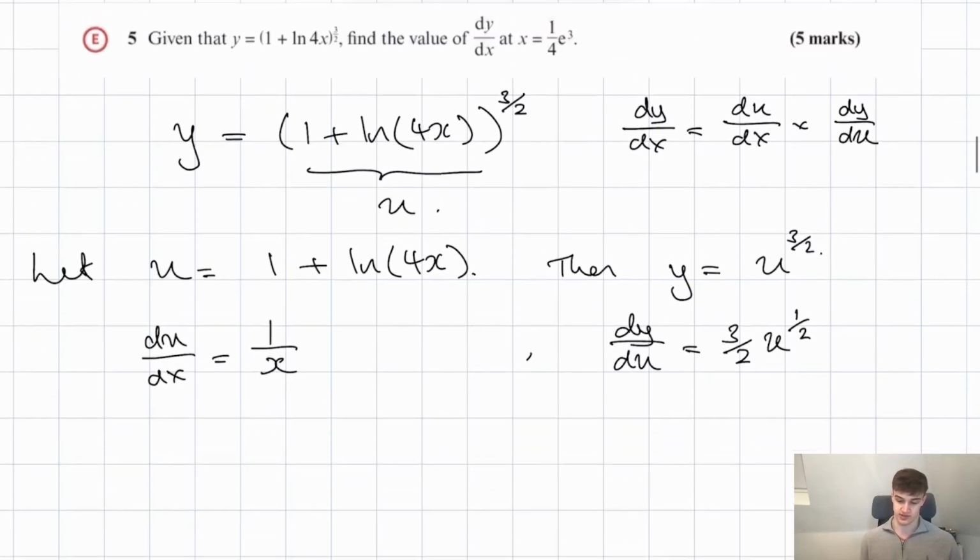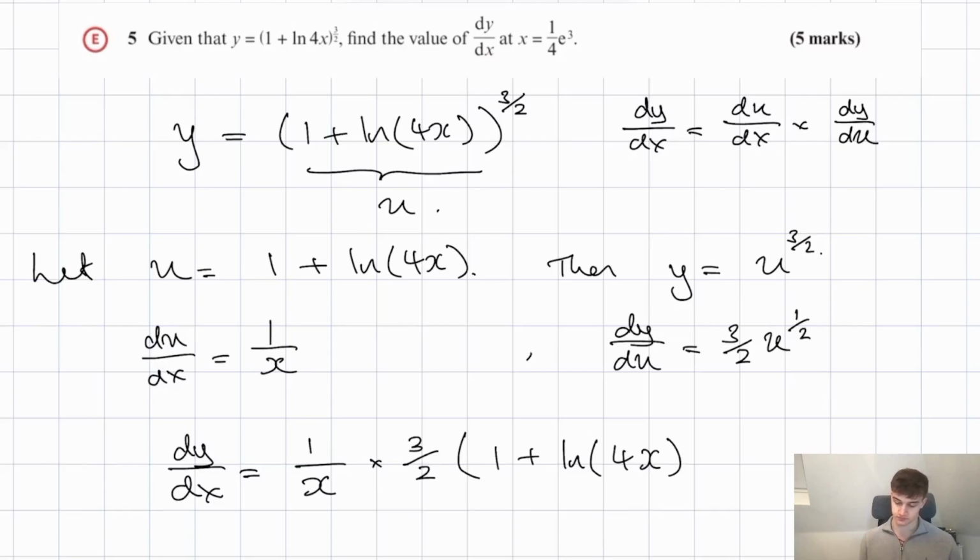So putting it all together, I'm going to have dy by dx is equal to du by dx, which is 1 over x, times dy by du, which is 3/2. I'm going to substitute the u in already: 1 plus ln of 4x, all to the power of a half. So we're not done. We wanted it at x equals a quarter e cubed. So let's put that in.